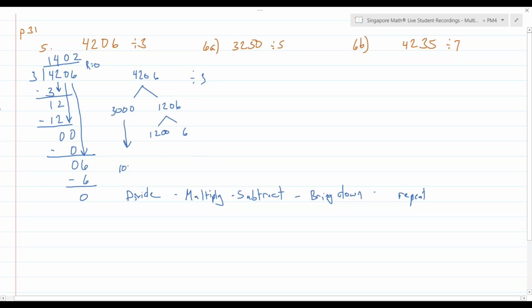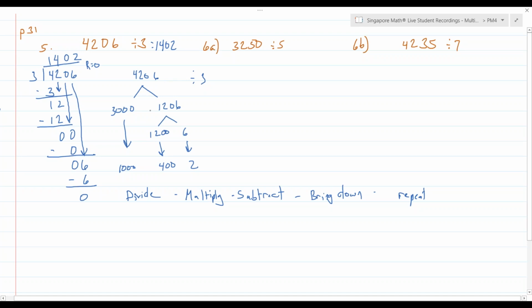3,000 divided by 3 is 1,000. 1,200 divided by 3 is 400. 6 divided by 3 is 2. I bet you see what's going on here. Either way, we have the answer 1,402. You just have to be smart about how you separate the number.